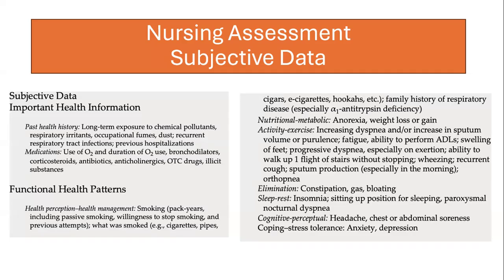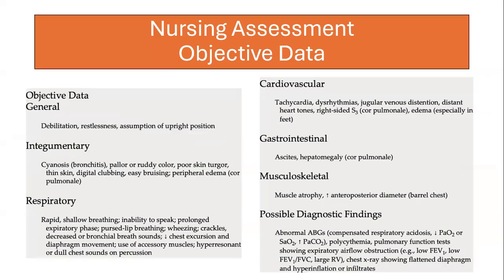Maybe have some asthmatic status or others diseases. Also, for the nutritional metabolic, look if the patient have anorexia or weight loss or gain. Need to explore more about activity and also increase exercise, elimination, the sleep rest pattern, cognitive perceptual, and also coping stress tolerance. All of these subjective data will really help the nurse to understand the patient's conditions and make better nursing diagnosis.